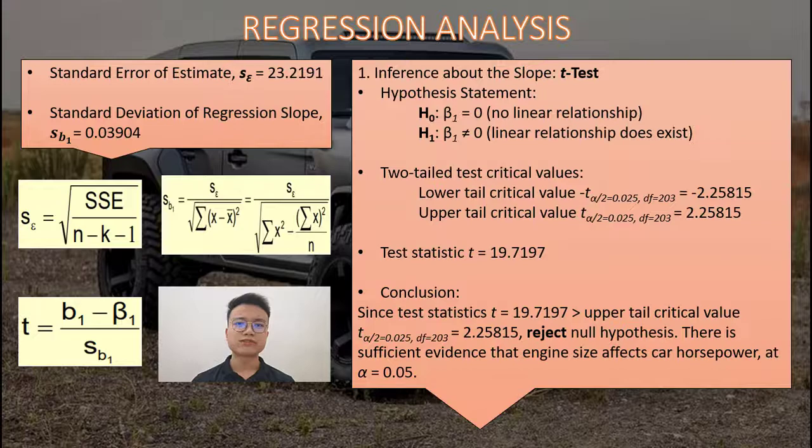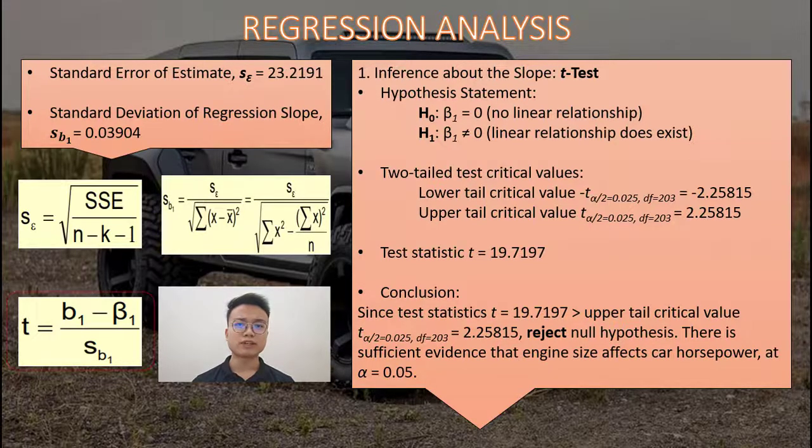Now we can do the inference about the slope by using t-test. First, we state the hypothesis statement. For our null hypothesis, there is no linear relationship between engine size and the horsepower. Whereas for the alternative hypothesis, a linear relationship exists between engine size and the horsepower. We have two critical values t here, where our lower tail critical value equals negative 2.25815. Whereas our upper tail critical value equals 2.25815.